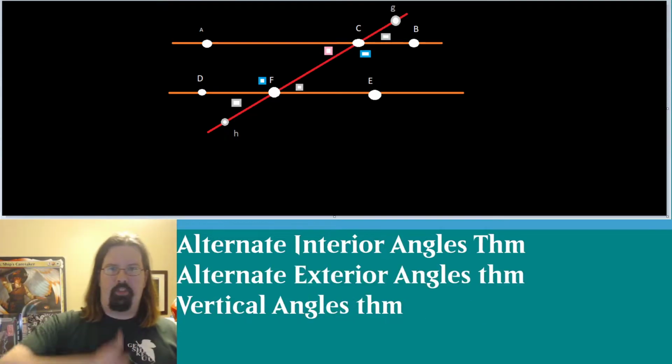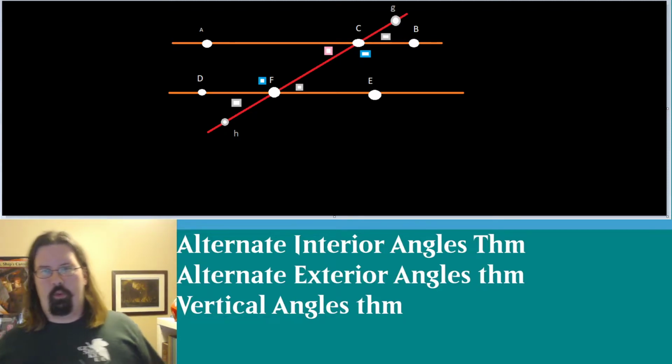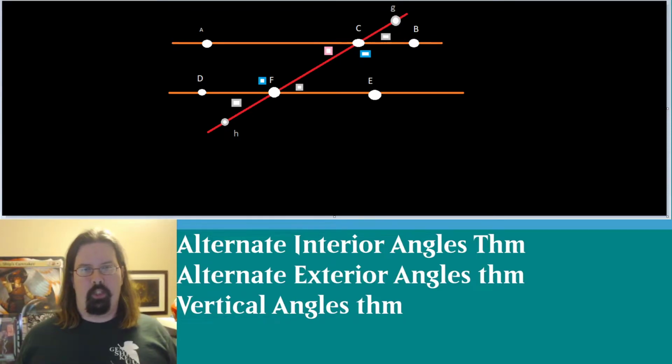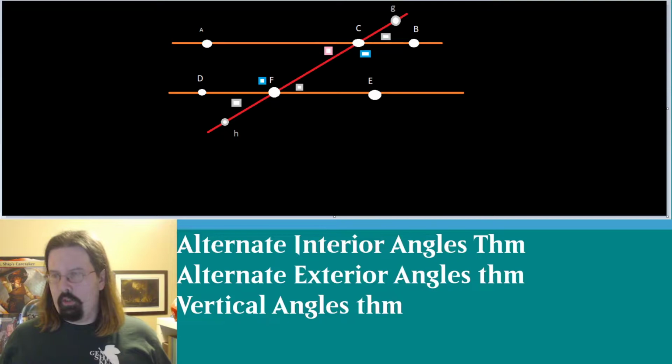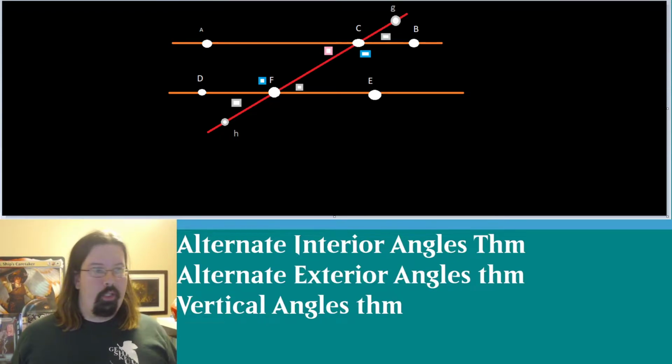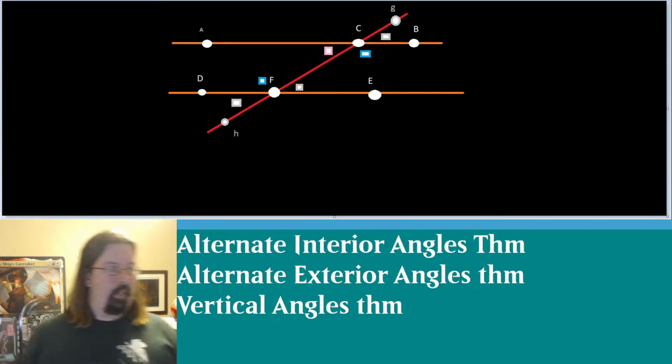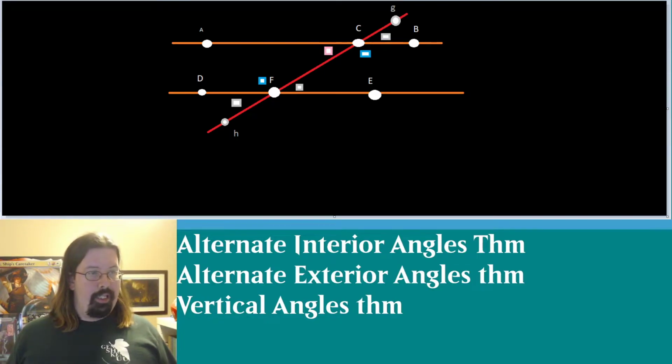Let's bump up the exterior angles up to a new thing. That should be pretty exciting. So vertical angles are basically angles like CFE and DFH, where they're across from each other on a single vertex. You also have EFC and CFD. These two angles are called a linear pair.